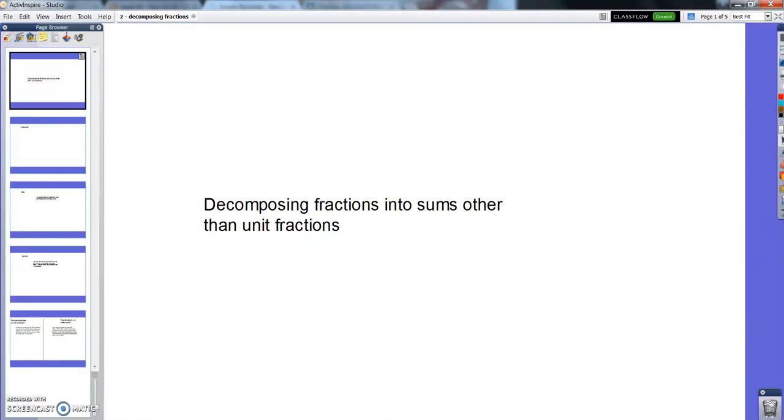Hey there, 4th grade. Today I'm gonna show you how to decompose fractions into sums other than unit fractions. So if you will open to your next free page, write that down. When you're done, close your math notebook up, unpause, and think along with me.